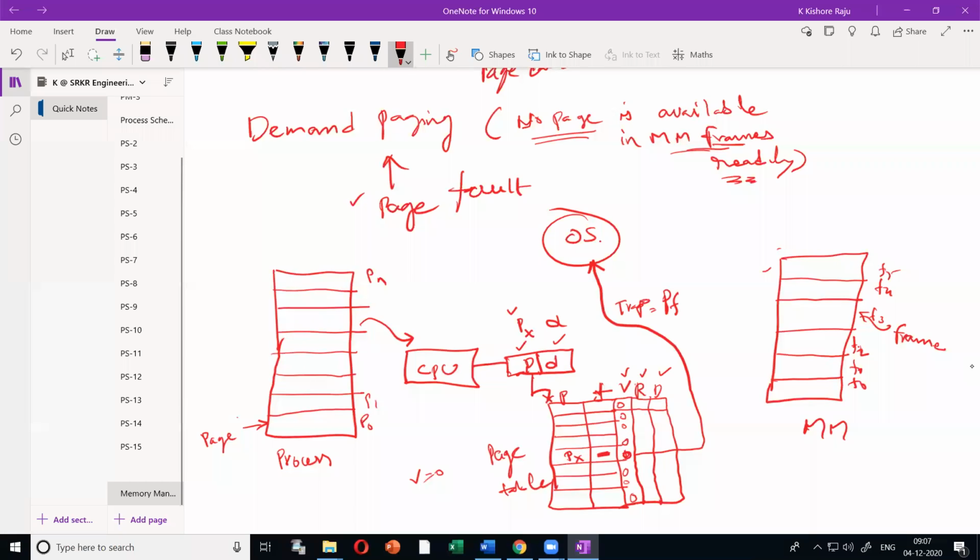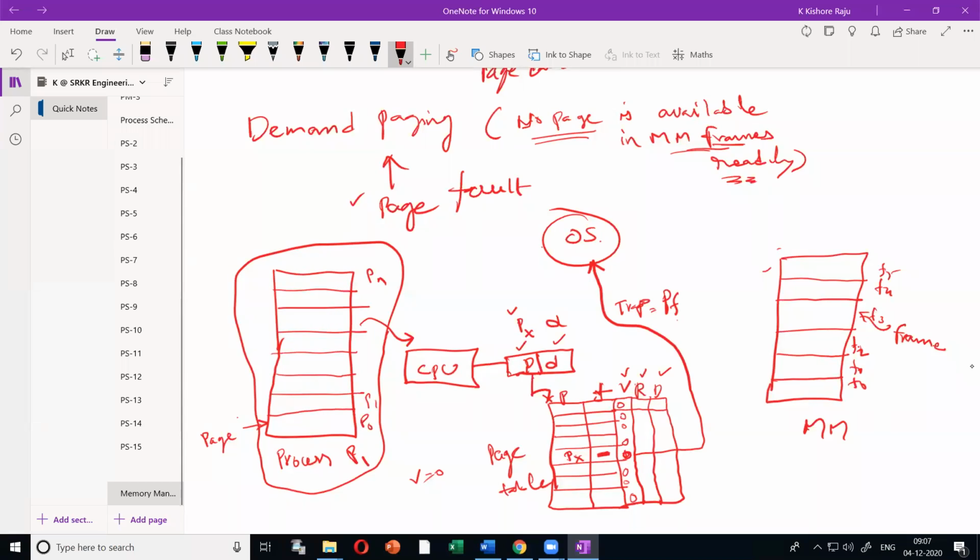So the OS will understand why the trap occurred. What is the type of trap? Page fault. For which page is the trap raised? That is the Px page. To whom does this particular page belong? This particular process, maybe process P1.